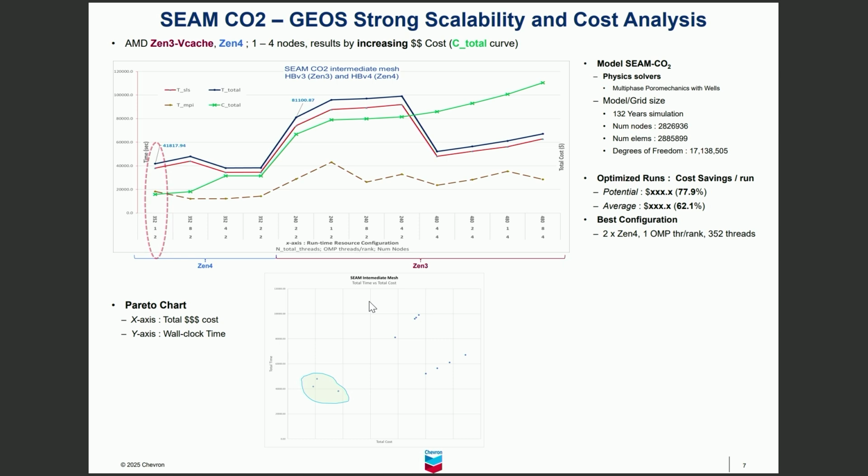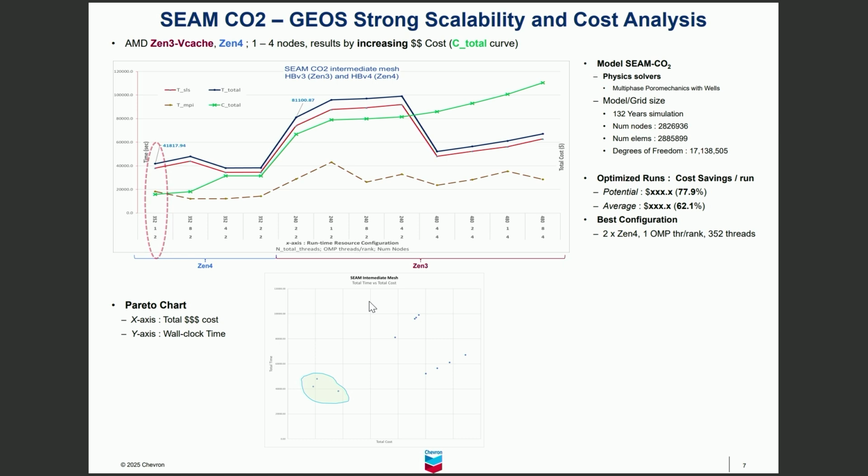And as you can see, this is the Zen 4 experiments, actually a summary of them, and this is a summary of the Zen 3 experiments. So Zen 4, which is cost per unit much more than the Zen 3, still yielded better cost results than using a cheaper unit.